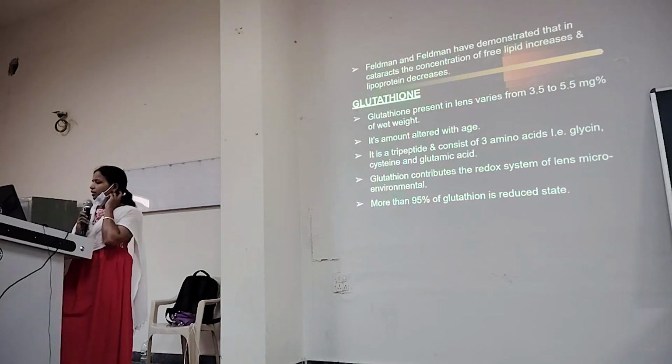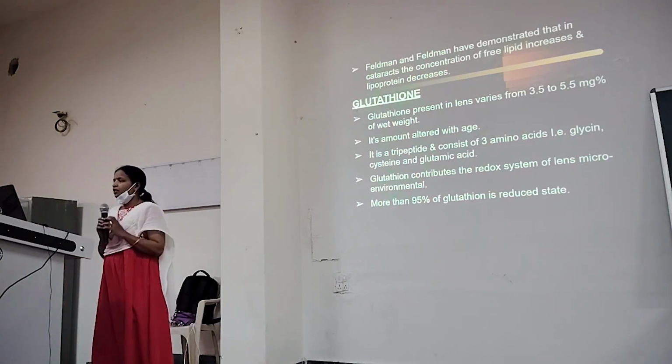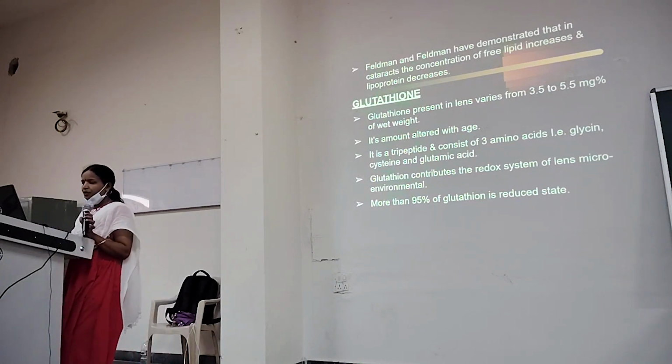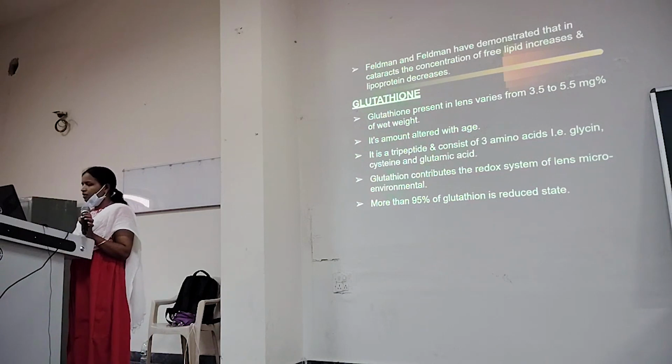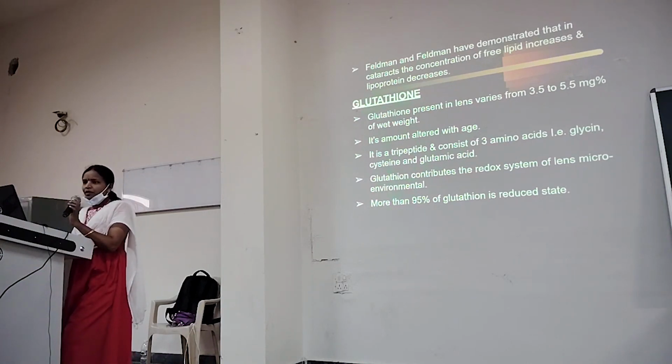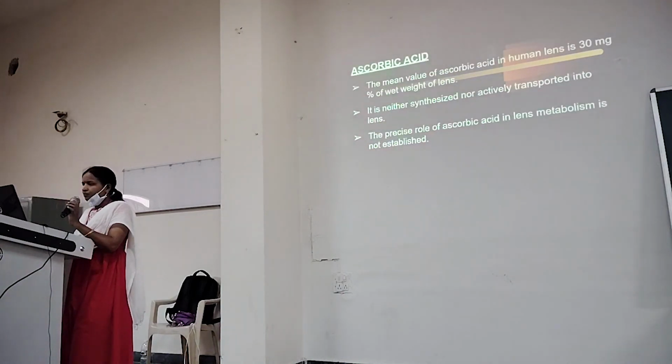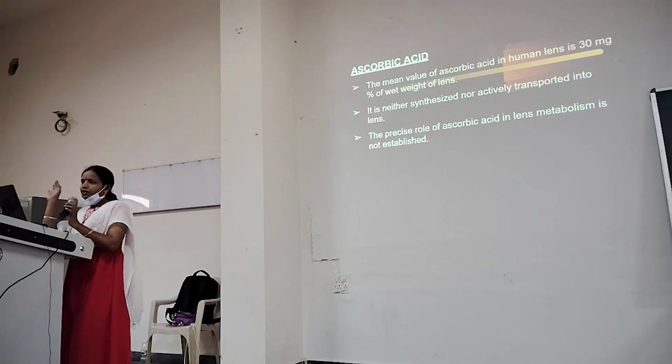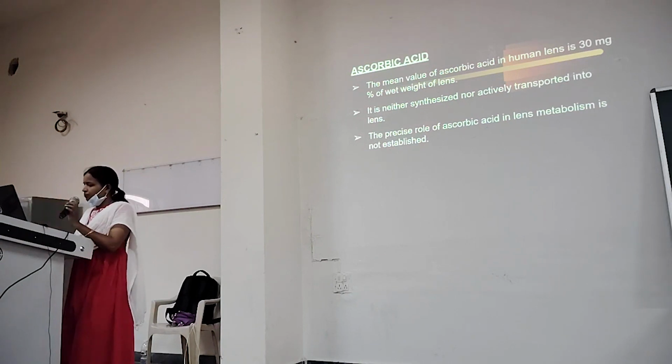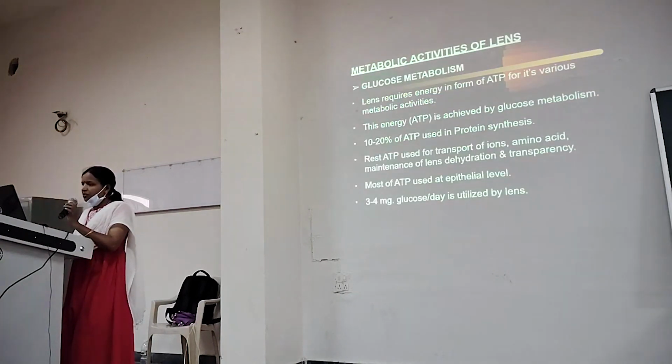And glutathione is an important protein which is produced mainly to maintain lens transparency. Its amount is altered with age, and it mainly contributes to the redox system of the lens microenvironment. One more important chemical is ascorbic acid. It is present in the human lens at around 30 milligrams. It is also important for lens transparency, but its precise role is still not established.